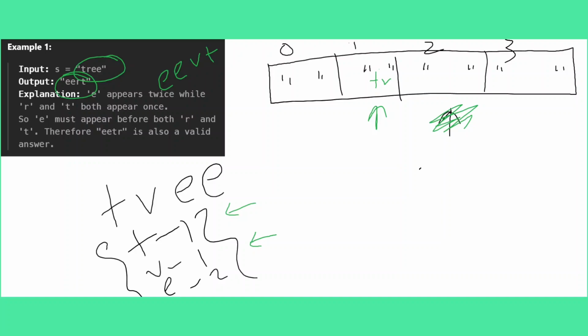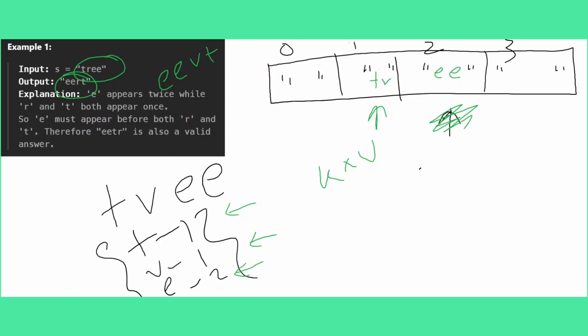So T, R. And then E occurs twice, right? So I'll go to index 2 and I'll append it twice here. There we go. So what we can do is append key into value. T into 1 is 1 times T, R into 1 is 1 times R, E into 2 is 2 times E. So I'll append 2 times E to this index.